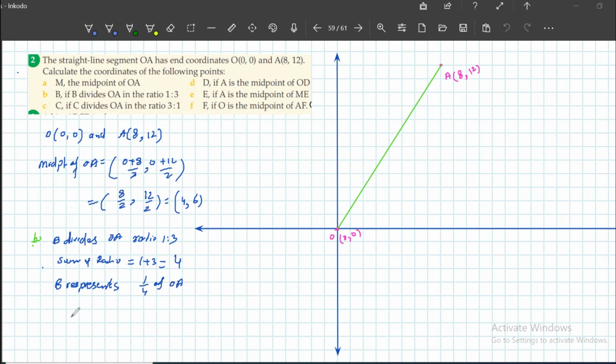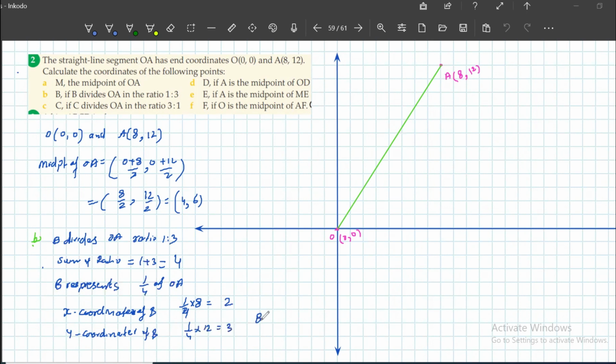Like if you want to find the x coordinate of B, which is 1 over 4 the x coordinate of OA, which is 8. Like how much the horizontal distance? 8 unit right. How much the vertical distance? 12. So 1 over 4 multiplied by 8 gives me 2, and the y coordinate of B, 1 over 4 multiplied by 12, gives me 3.